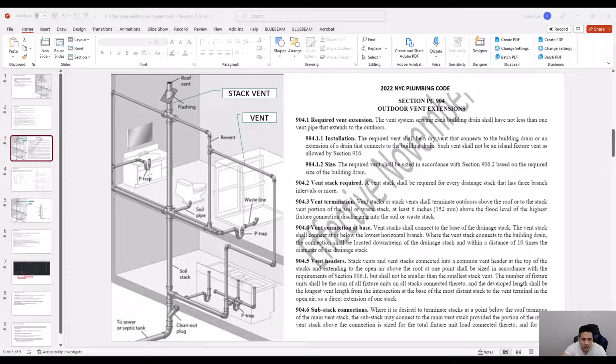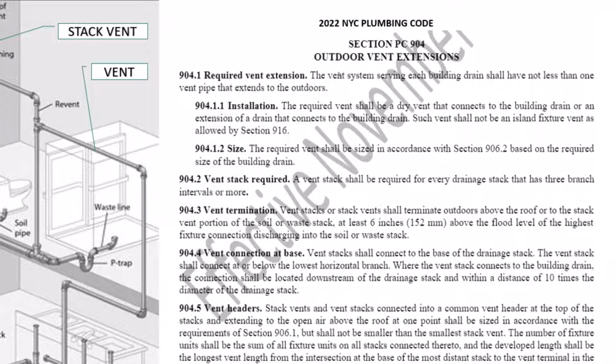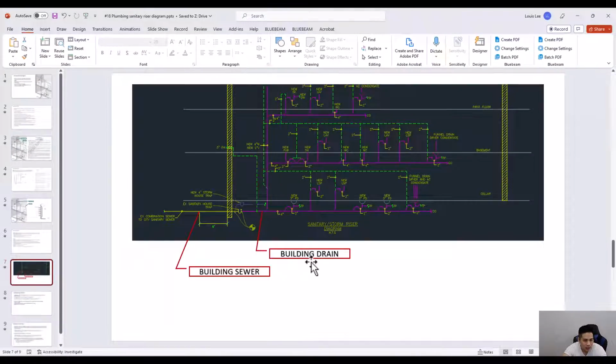So this section, PC 904, Plumbing Code 904, talks about the vents. So required vent extension. The vent system serving each building drain shall have not less than one vent pipe that extends to the outdoors. So before I want to discuss these other terms here, there's a difference between the building drain and a building sewer.